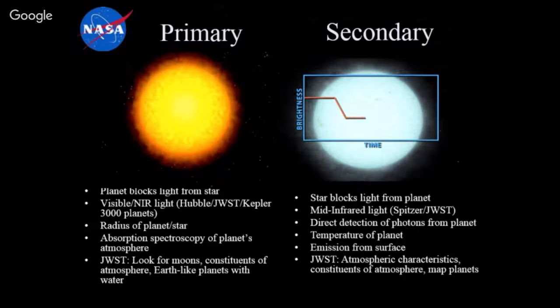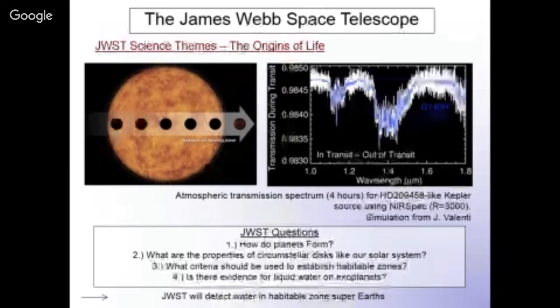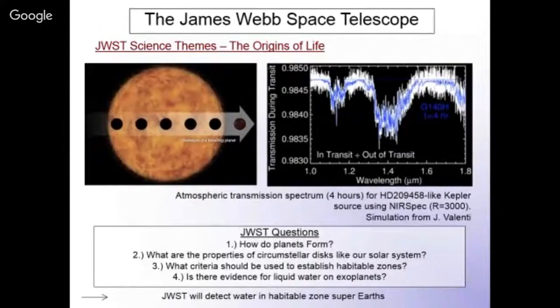So when the planet goes behind the star, you can also see a blink if this planet was really bright. So in my next picture, I'm going to show you what a hypothetical spectrum would look like that you could get from a planet going in front of a star. So here is a pretty big planet going in front of a star.